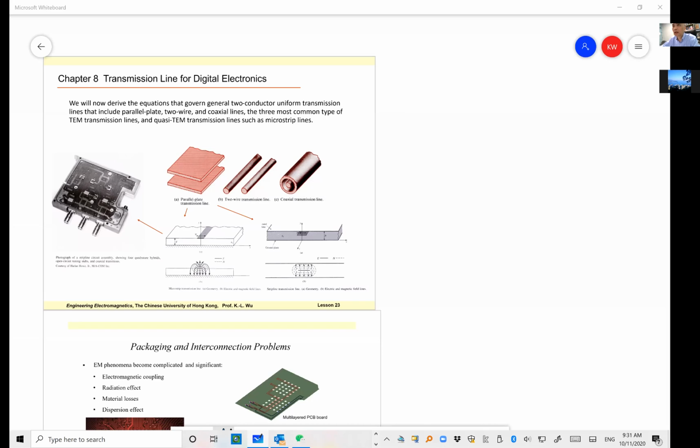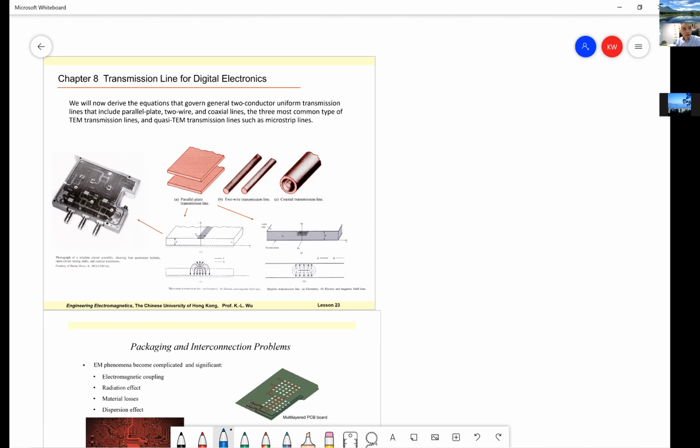Okay, let's come to the new chapter, chapter 8. Now we go into the subject that becomes more and more useful and practical. Okay, in this chapter we first introduce the concept we call transmission line theory. Okay, the transmission line theory.